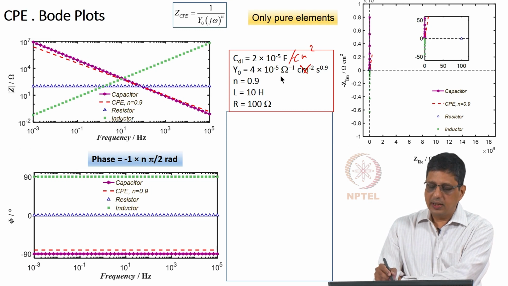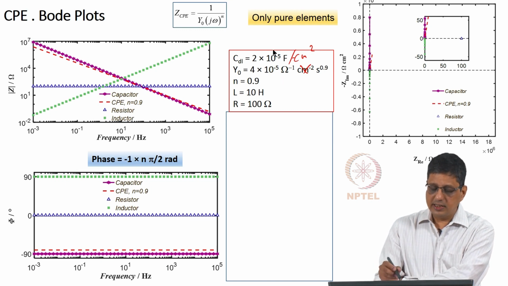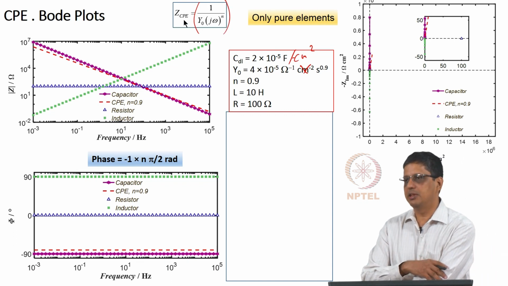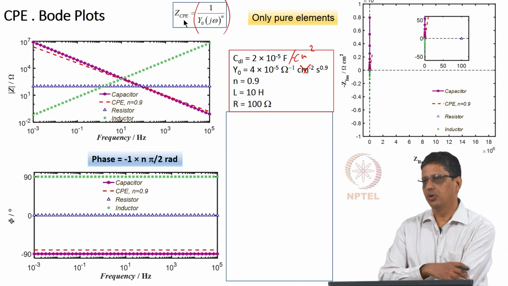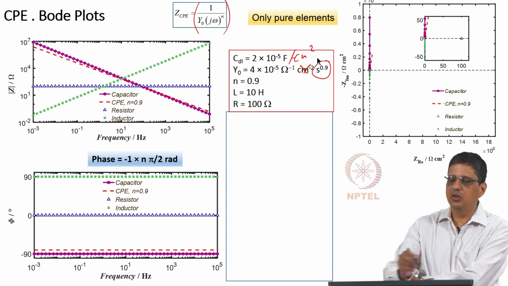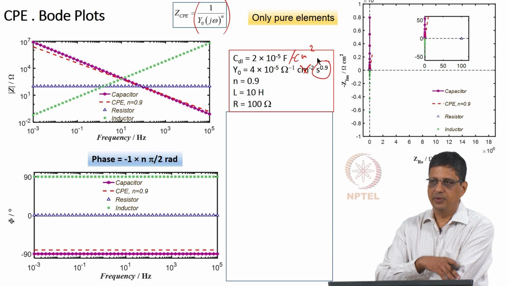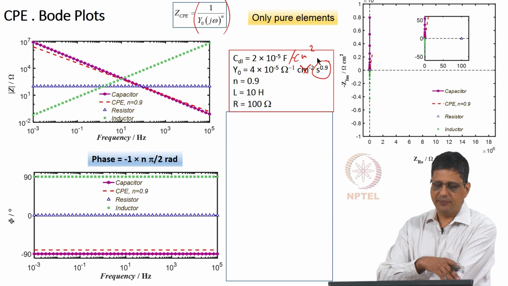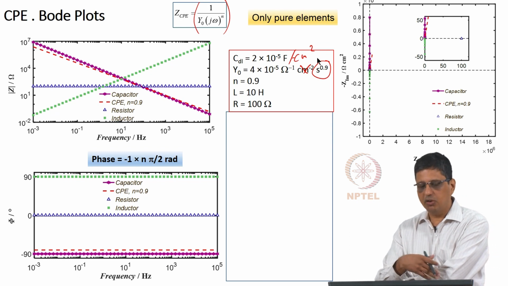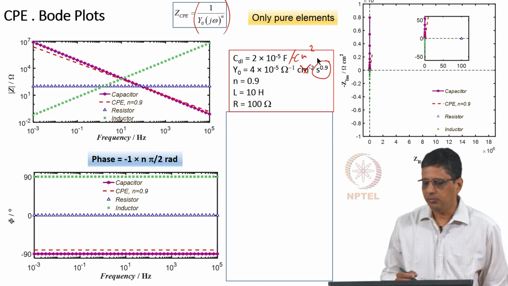Y 0, the units of y 0 has to be such that this comes as ohm or ohm centimeter square. So, y 0 will have a unit which depends on the value of n. Here I am taking n as 0.9. I am also plotting the impedance for an inductor of 10 Henry, and the impedance of a resistor, which is 100 ohm, it is always going to be 100 ohms.